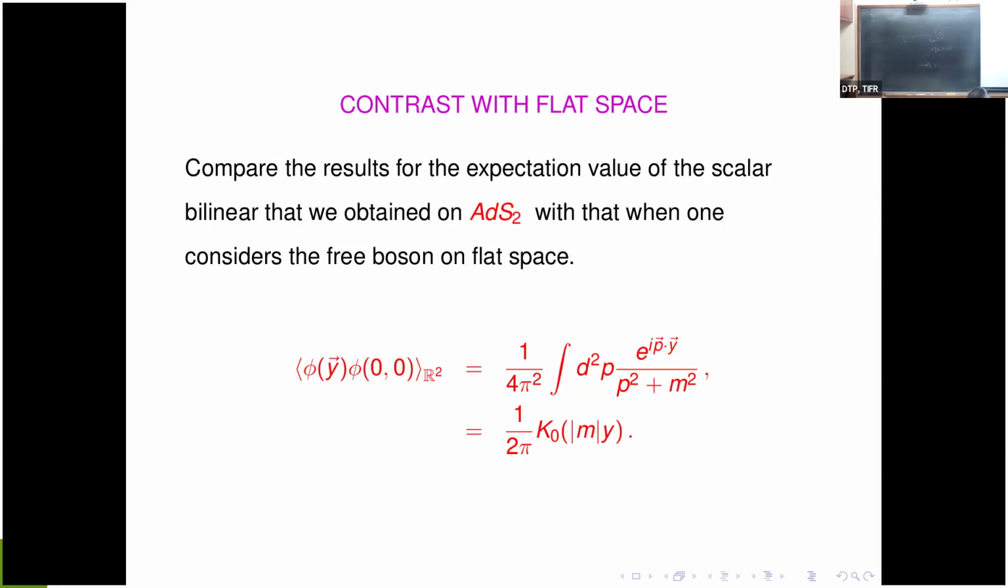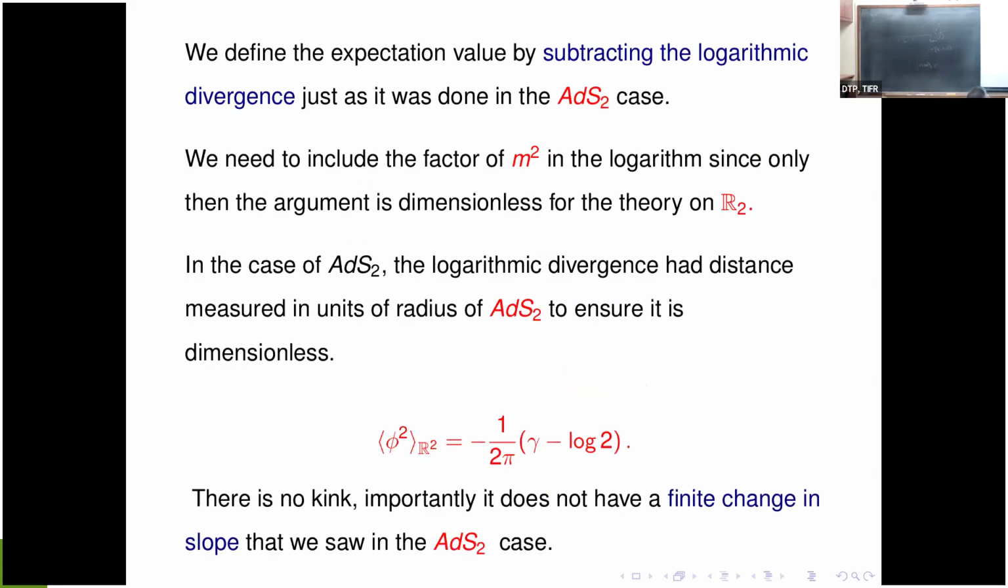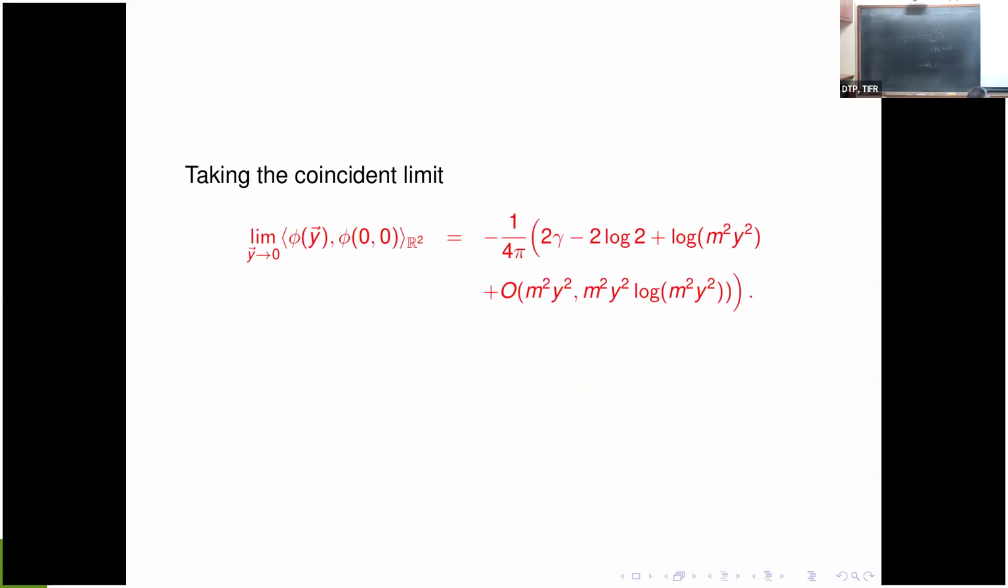And again, organizing this way, we get the same expectation value. Now, contrast with flat space, as we have discussed. In flat space, you would do this particular integral for the Green's function, and this is the answer. Then when you expand the coincident limit and subtract the log divergence, there's nothing actually. It's just a constant, and there's no dependence on m. In this log divergence, the m squared goes inside, because you have to subtract it with the scale, and that goes inside, and it is not there.